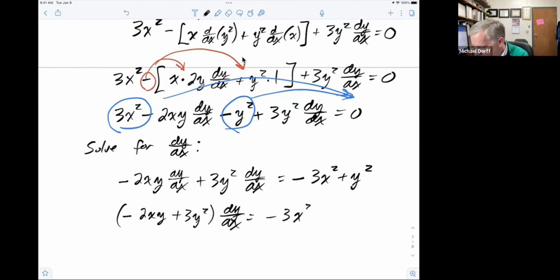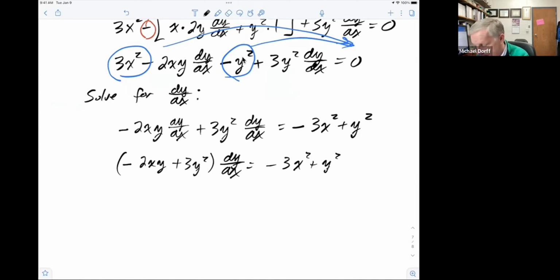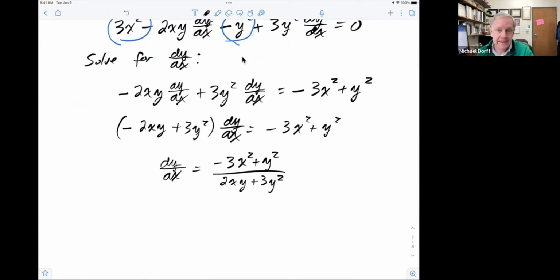And some of you can maybe skip a step by doing that factoring on the left hand side right away, but it doesn't really matter. In writing it out, it's faster, but for me to explain it, it's about the same amount of time. And now I'm going to divide both sides by what's in the parentheses to get dy/dx by itself on the left hand side. And on the right hand side, I have this. So there's the derivative, and that's the slope of the tangent line.